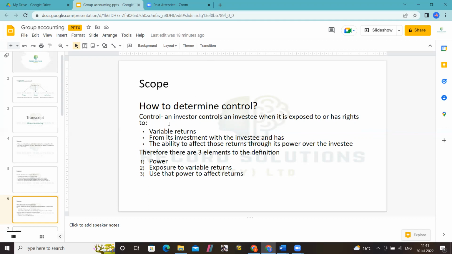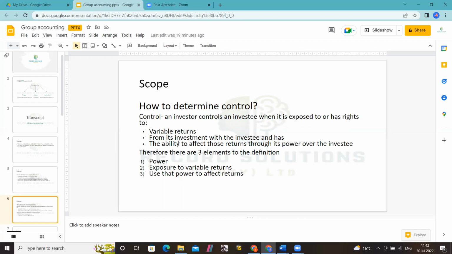And then so an investor controls an investee when it is exposed to or has rights to, so number one, variable returns. And I'll explain these things. And then, so an investor controls an investee when it is exposed to variable returns from its investment with the investee, and has the ability to affect those returns through its power over the investee.